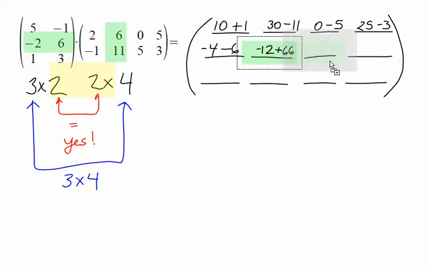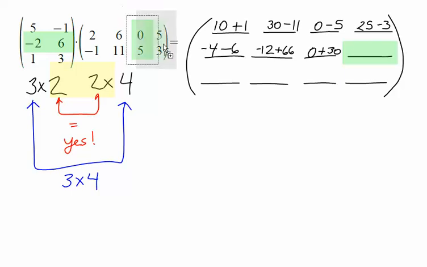Scrolling over, we take second row with third column. Negative 2 times 0 is 0. 6 times 5 is 30. And we'll come over here to the last column. Negative 2 times 5 would be a negative 10. And 6 times 3 is 18.